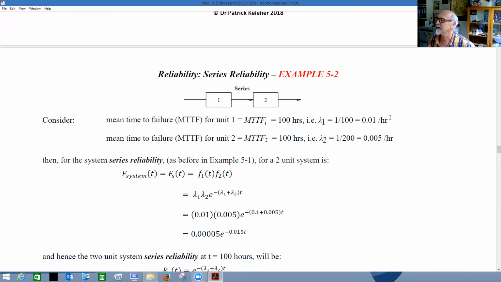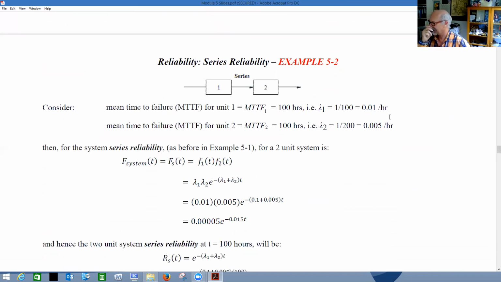So let's put some numbers in now. For this example, we're going to look at mean time to failure for the first unit is 100 hours, and for unit 2, as we go through, it's going to be actually 200 hours. So that's 1 over 200. So 1 over 200 will give you 0.005 per hour. Now for the system series reliability, again, we just go back to the formula we saw beforehand. So we just have to multiply them through.